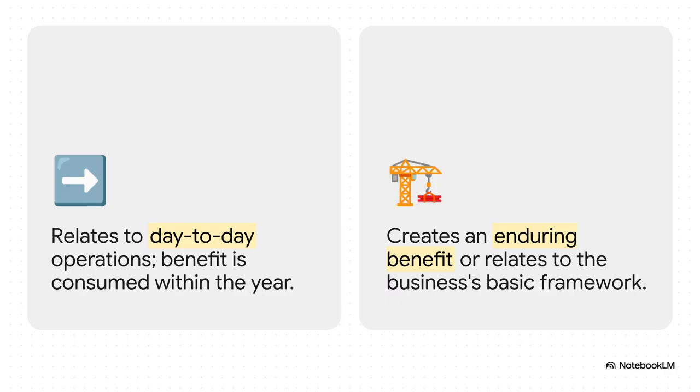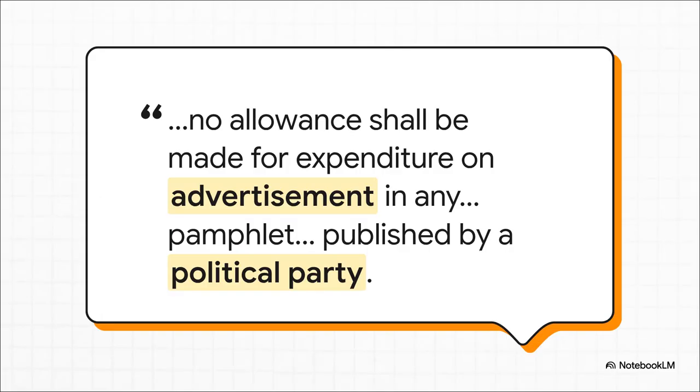And this slide really gets to the heart of a classic practical problem for auditors: the whole capital versus revenue debate. Is an expense for the day-to-day running of the business, with its benefit used up pretty quickly, or does it create something with an enduring benefit that's part of the business's core structure? Think about a massive software overhaul. Is that a one-off cost or an asset? It's not always clear-cut, and the auditor has to use some serious judgment based on legal tests to make that call.